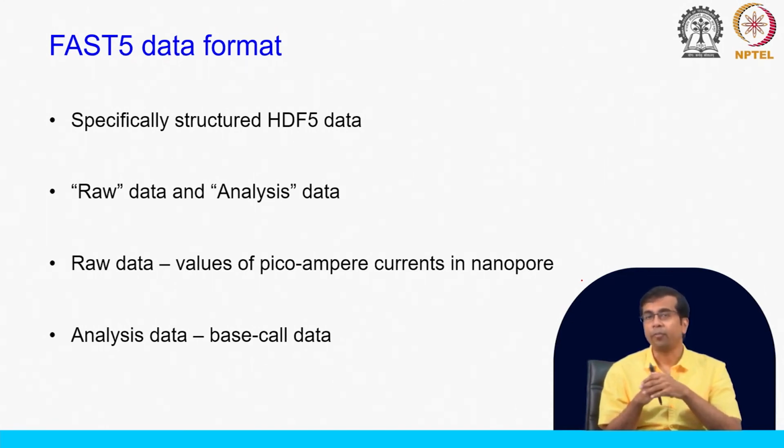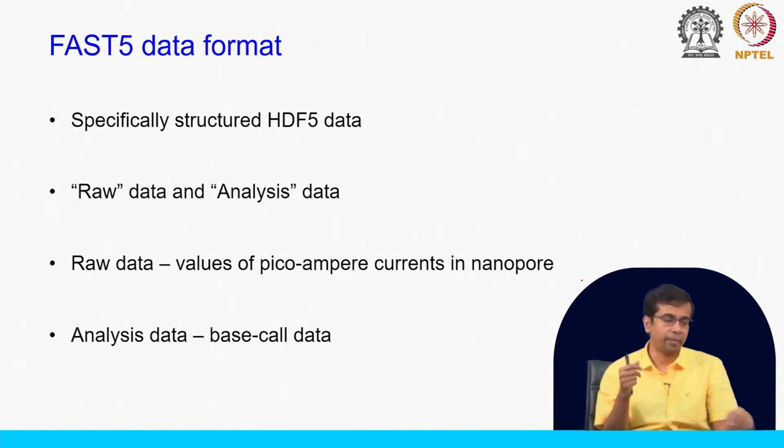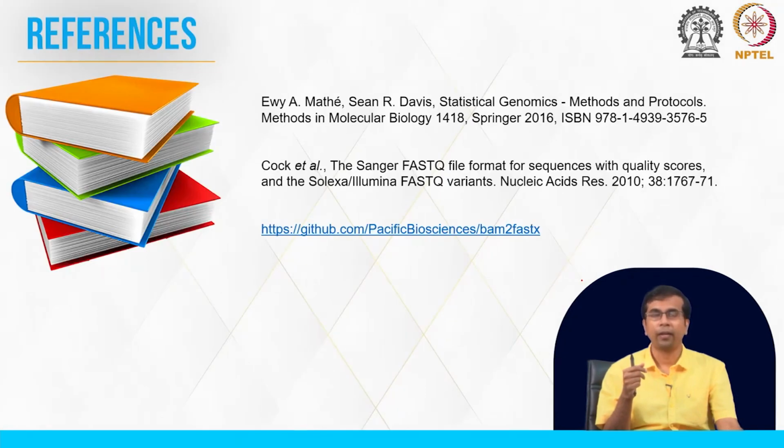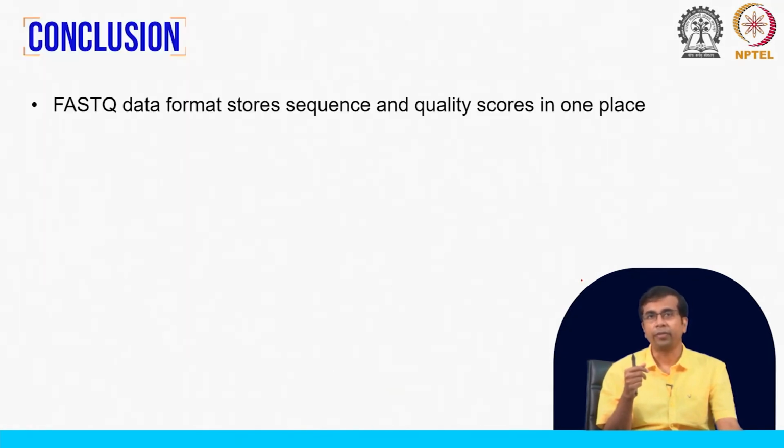Now, why is this raw data important? For many applications this raw data is useful because it contains the real time data, how the current is changing in real time, and that data can be utilized for specific applications. Okay. So, these are the references that we have used.